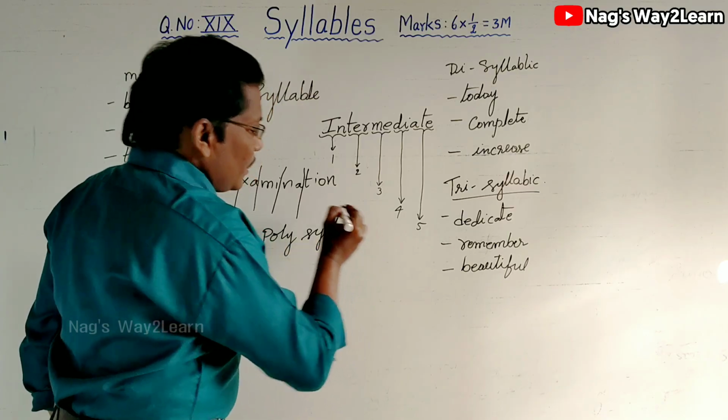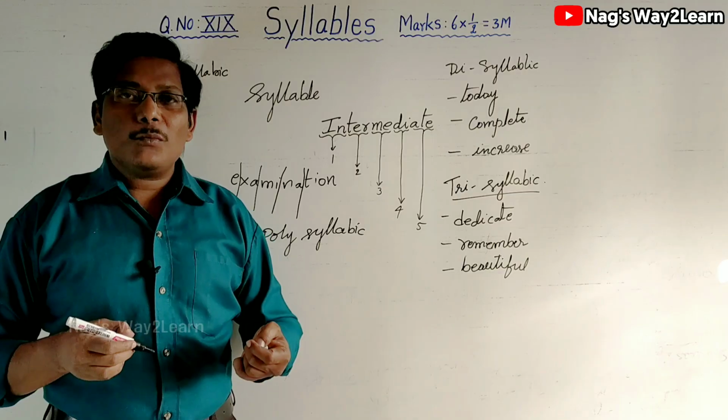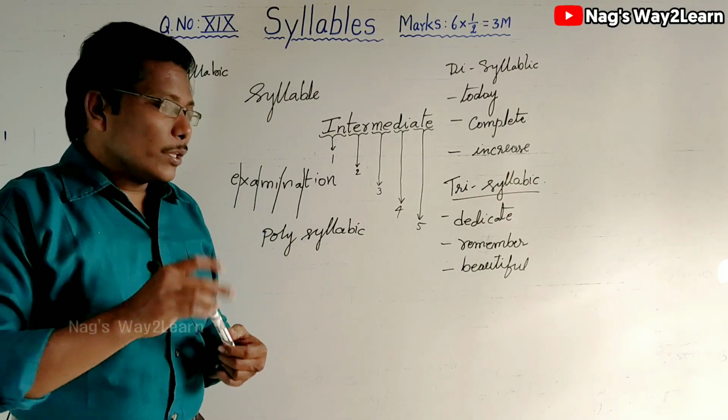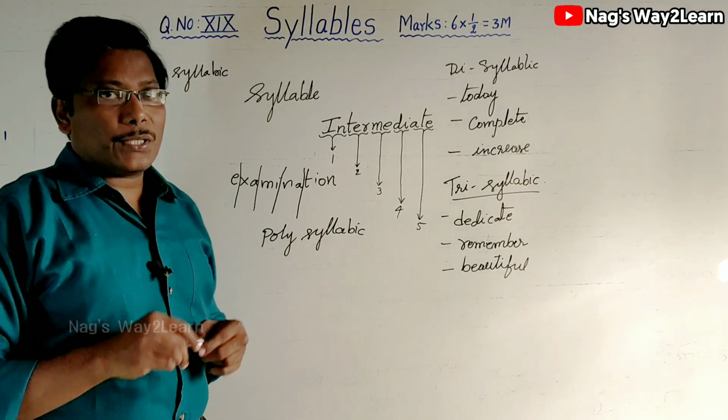Polysyllabic words. If there are more than 3 syllables, it may be 4 syllables or 5 syllables or 6 syllables, whatever may be the number. If there are more than 3 syllables, we can call those words polysyllabic words.